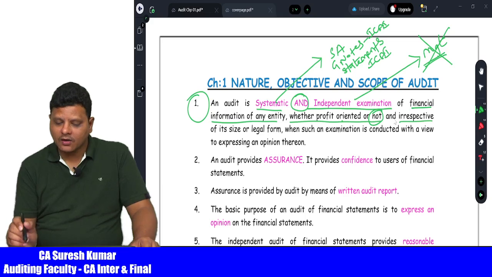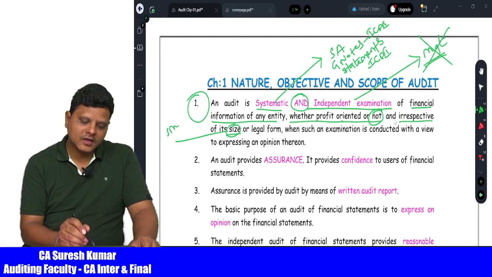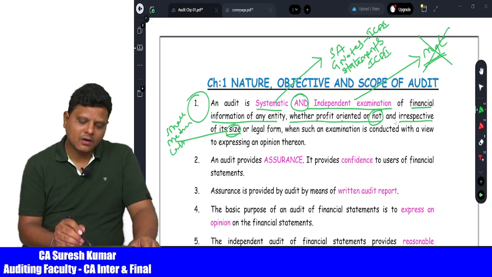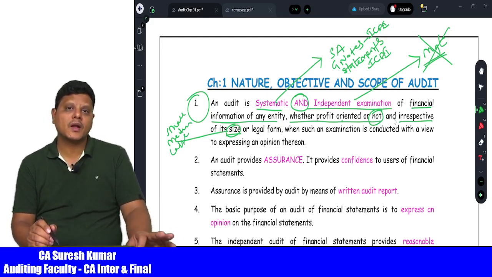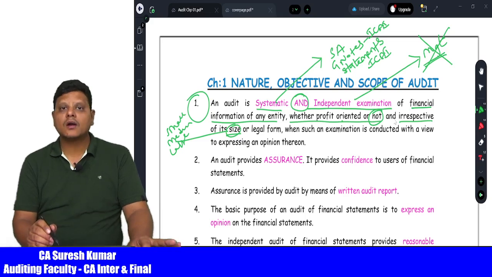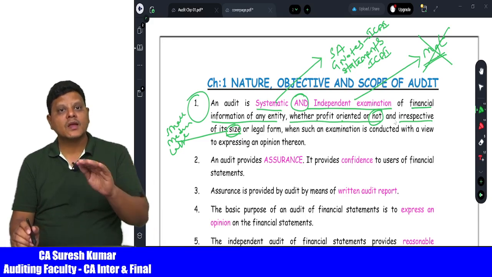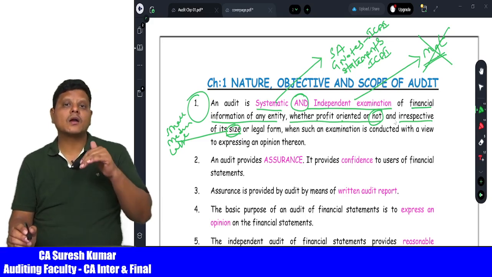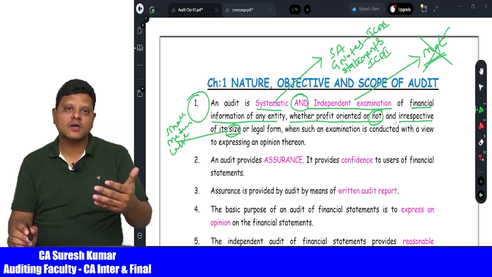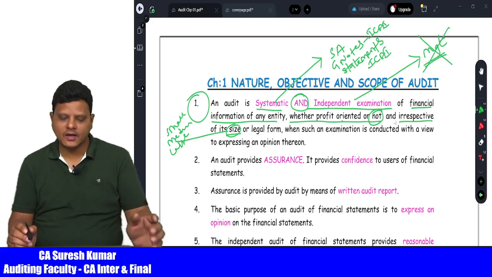Now, irrespective of the size. What is the meaning of size? It may be a small company, a medium company, or a large company. Irrespective of whether it is a small, medium or large company, what does the auditor have to do? The auditor has to apply the standards on auditing and work systematically. The auditor has to apply the independence concept. You should not show any bias or partiality here.